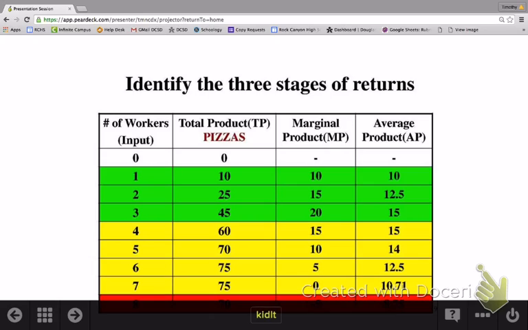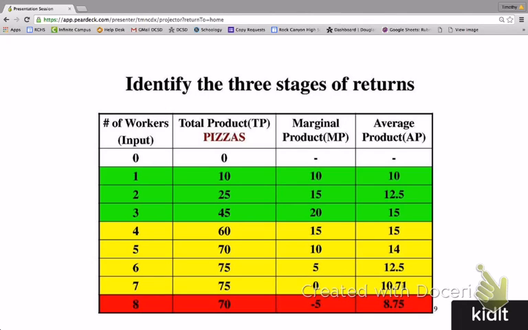And here is the answer to that. You can see when we hire the first 3 workers, we are experiencing increasing marginal returns. Workers 4 through 7, we experience decreasing marginal returns. And when we hire the 8th worker, we experience negative marginal returns.